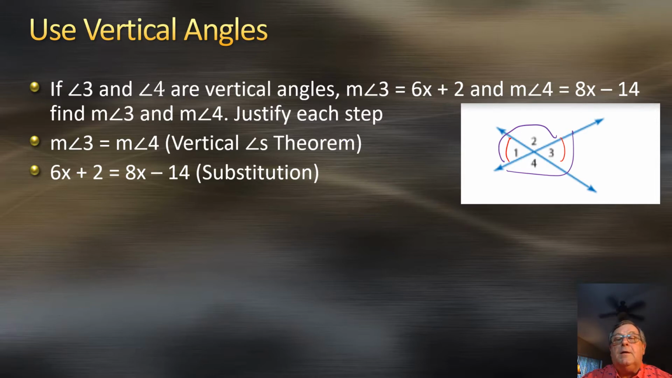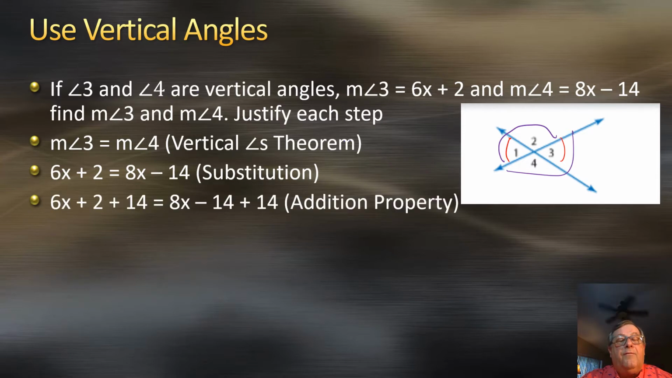And notice all we did was substitute what we had been given as the measure of angle 3 and the measure of angle 4. And next step, well, why don't we add 14 to both sides? We're trying to get the variable isolated so that we can solve for the variable. Once we solve for the variable, we can substitute it into each of those two equations. So we added 14 to both sides. That, of course, is the addition property.